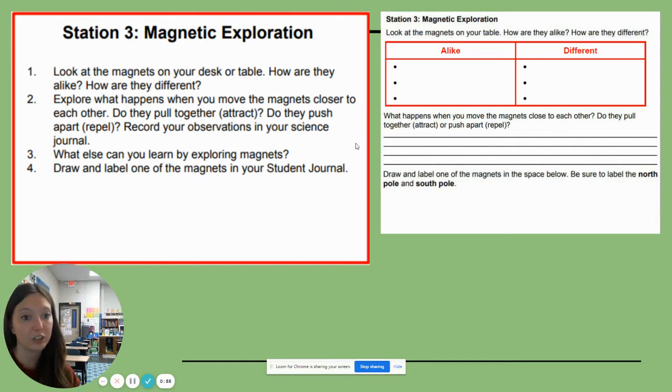Record your observations in your science journal. What else can you learn by exploring magnets? Draw and label one of the magnets in your student journal. So your assignment looks like this on the right today.